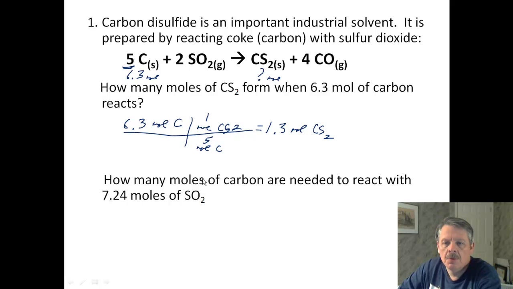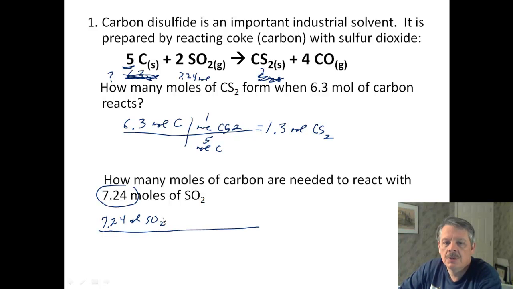How many moles of carbon are needed to react with 7.24 moles of sulfur dioxide? Okay, so now we need sulfur dioxide, which is 7.24 moles. And how many moles of carbon? So this is our unknown over here, and the CS2 doesn't matter anymore. So let's start with 7.24 moles of SO2. And the fact that these are on the same side makes absolutely no difference. All we're doing is using the same process.